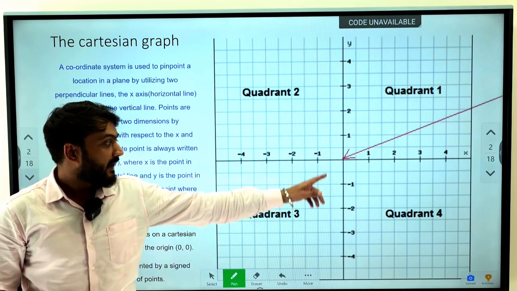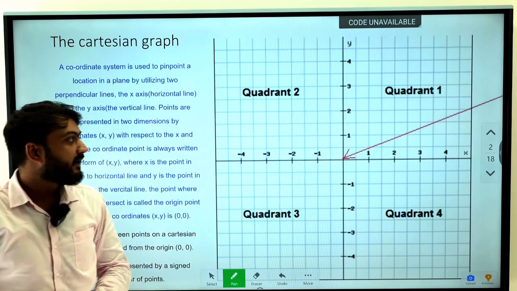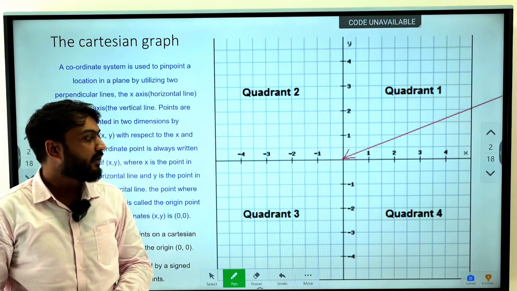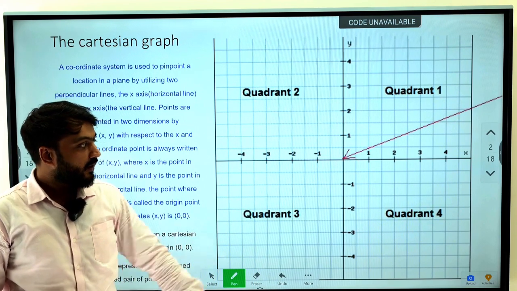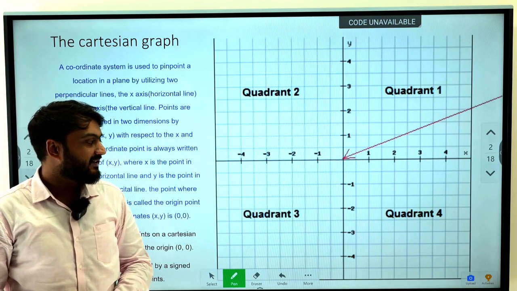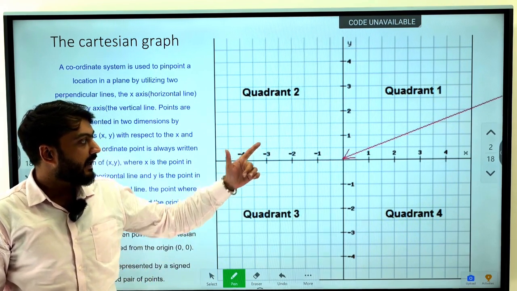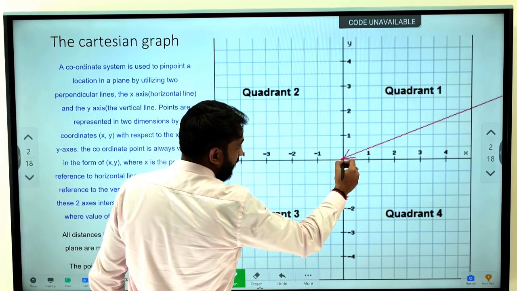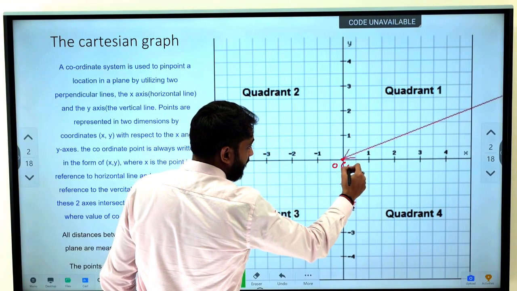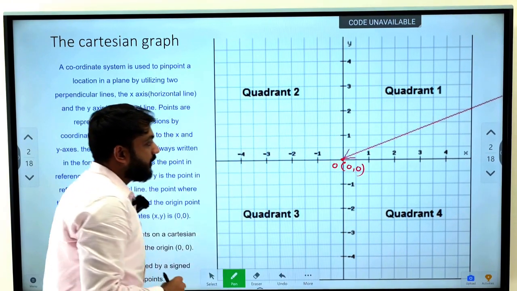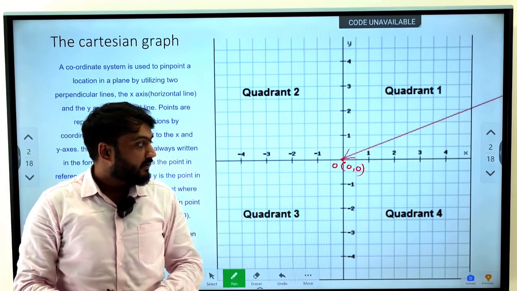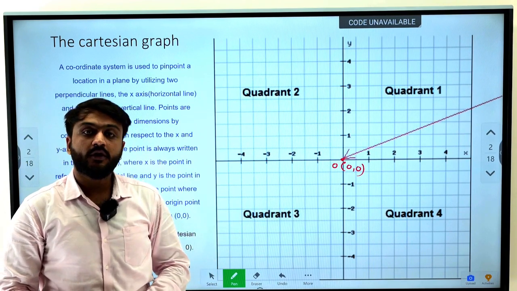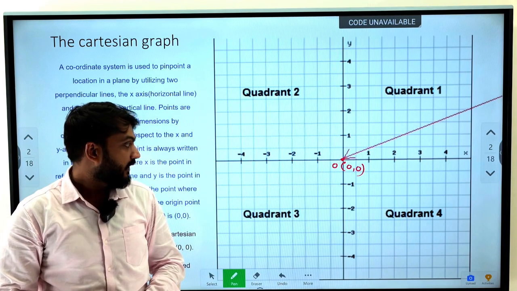As you can see here, the Cartesian graph can be divided into 4 quadrants: quadrant 1, quadrant 2, quadrant 3 and quadrant 4. In the center here, where these two lines intersect, the horizontal and the vertical line can be marked out as the origin point or 0, 0. The horizontal line is also referred to as the x-axis and the vertical line will be referred to as the y-axis. Right?